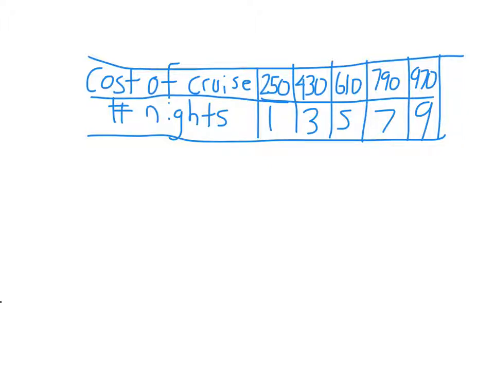This table is representing, if I go on a cruise, how much the cruise will cost with different numbers of nights that I stay on the cruise. This column here means that if I go for one night on the cruise, it'll cost me $250. And if I go for 3 nights on the cruise, it'll cost me $430, and so on. Firstly, this is a linear relationship because each time I increase the number of nights by 2, so I stay for 2 longer nights, the same increase is happening to the other variable.